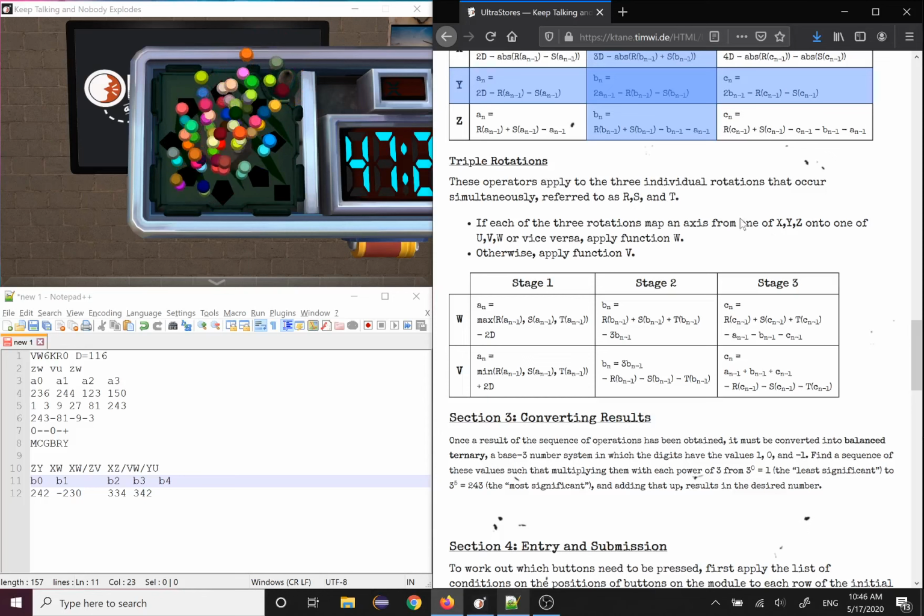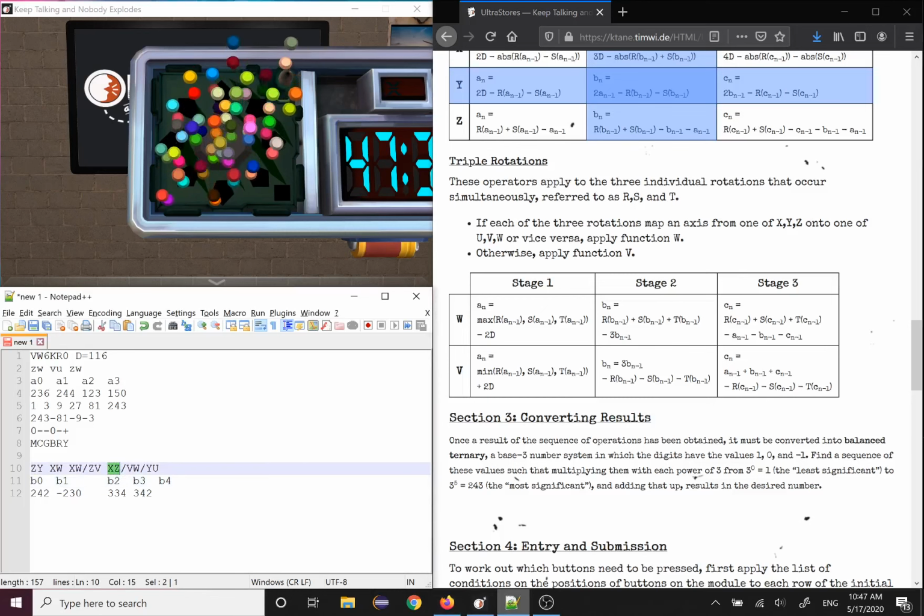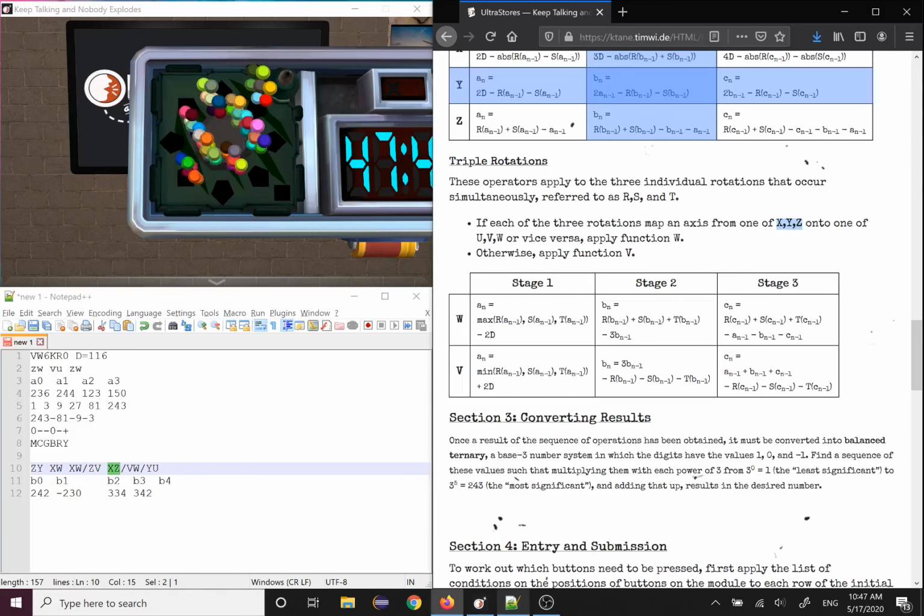That's what I mean. It does not mean that it has to be xu, yv, or zw, or something along those lines. No, it can be xu and vy, or xv and yu. Doesn't matter. As long as it does not use two from the same set, then you're fine. However, in this case, we see that we have xz as one rotation, which means we're using two from this set, which means that we are going to apply function v because this condition is not true.